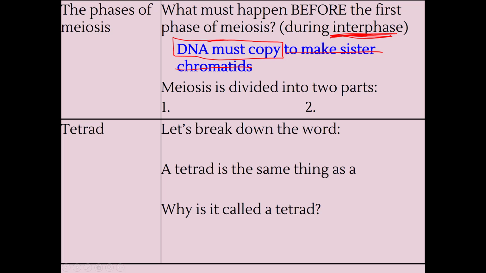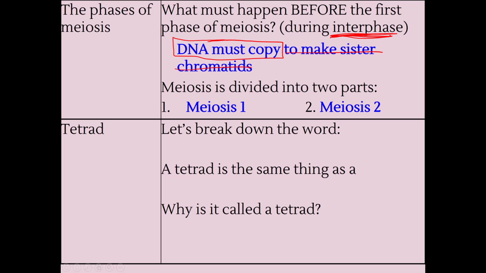Now, we talked earlier that meiosis has 2 divisions, and each of those divisions has a name. They're very complicated. Get ready. The first is meiosis 1. The second, meiosis 2. So we are going to be going through these 2 phases.